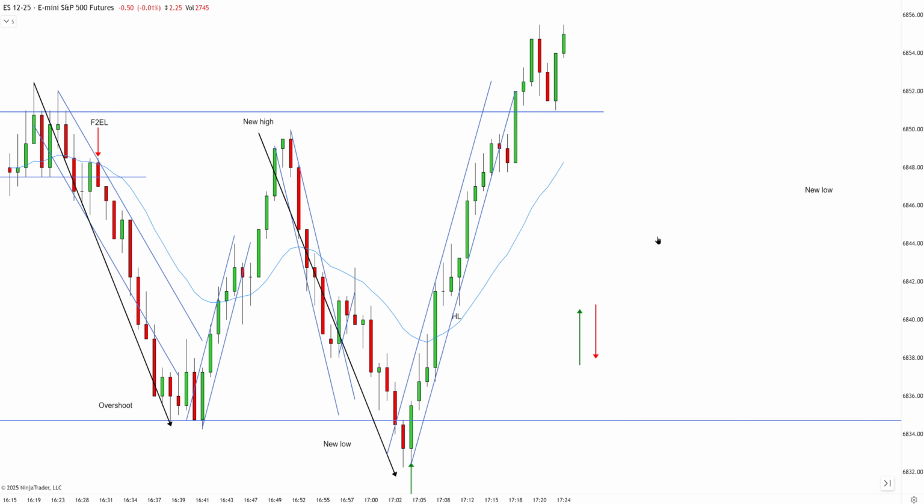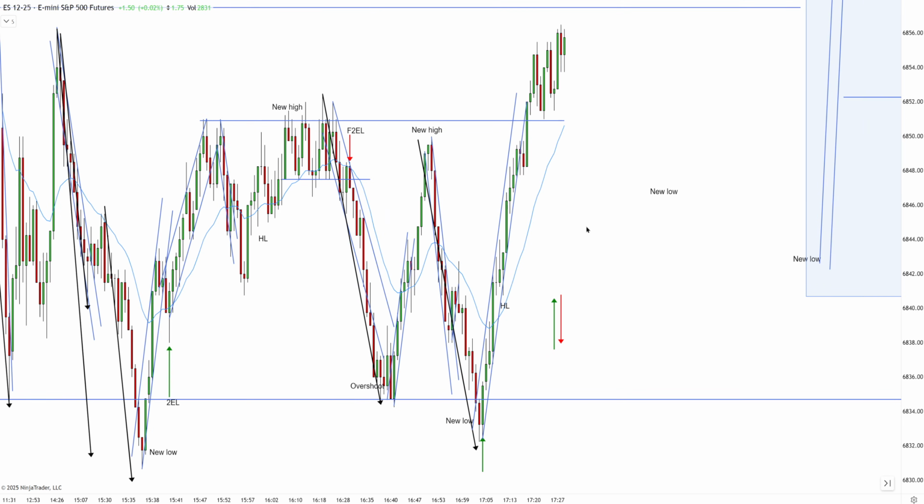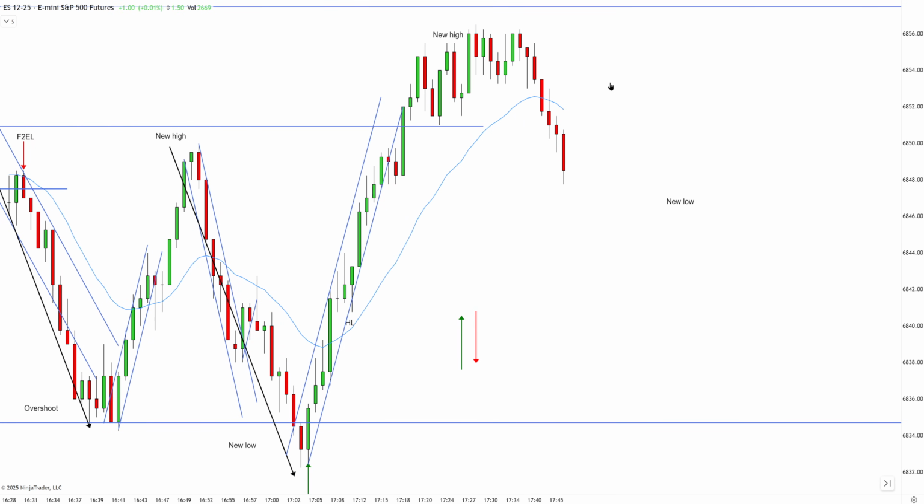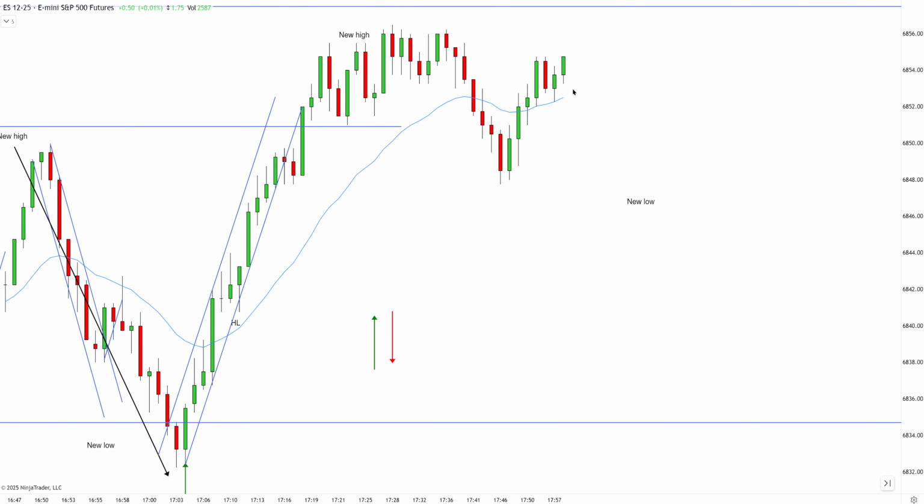I would need to see some failed second entry long below EMA. I'm thinking about fading because this is a consolidation, so I don't expect large continuation for this uptrend. Can I get something below EMA? Not really. We're back above. Okay. I mean, in hindsight, there is a nice trade right here for a more advanced trader.